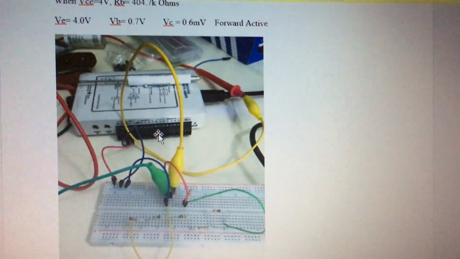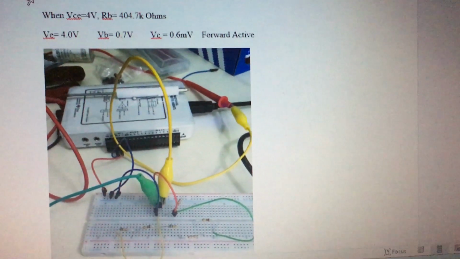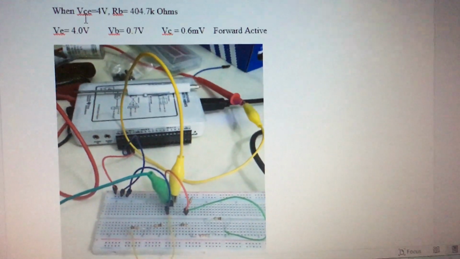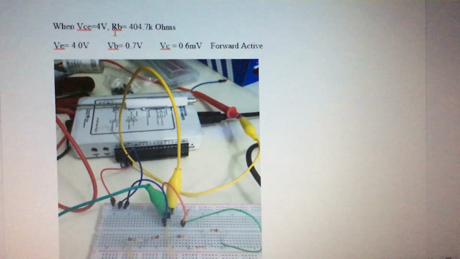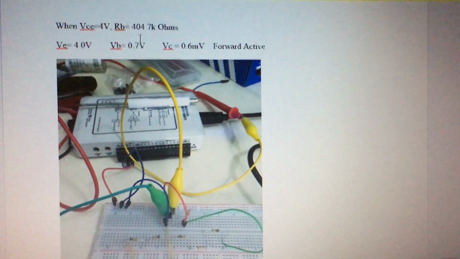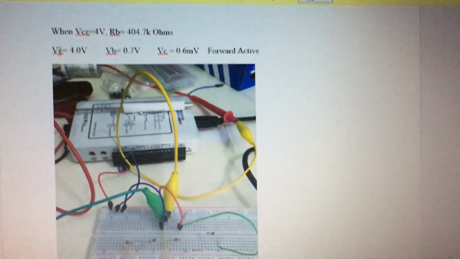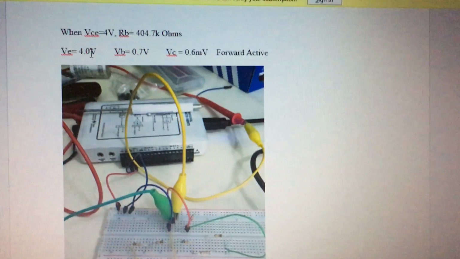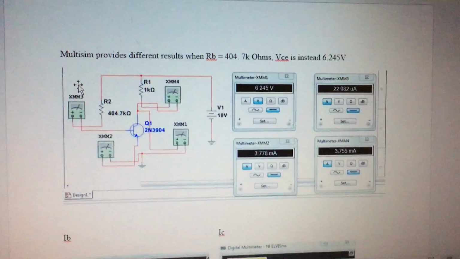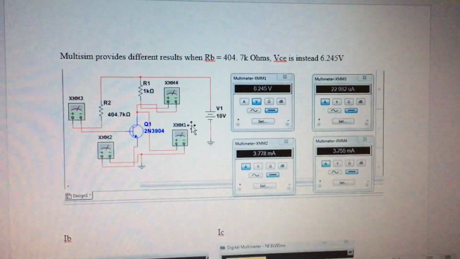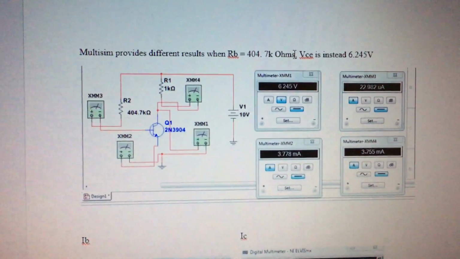Here is the second lab activity, second part. VCE is 4 volts when the resistor on the base is 104.7 kilo ohms. And since the base-emitter voltage is the highest, it's forward active again. Multisim provides the result in this case when the base resistor is 104.7 kilo ohms.